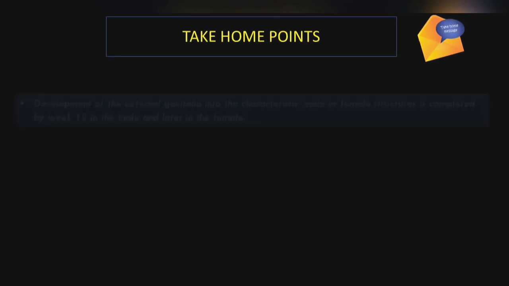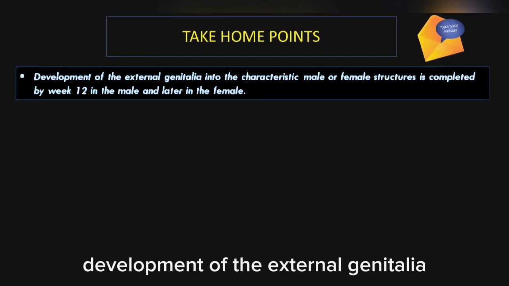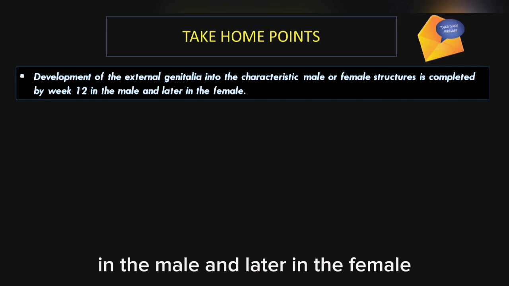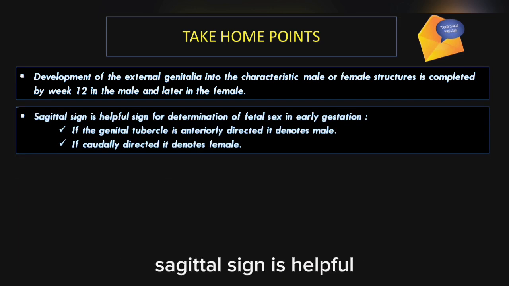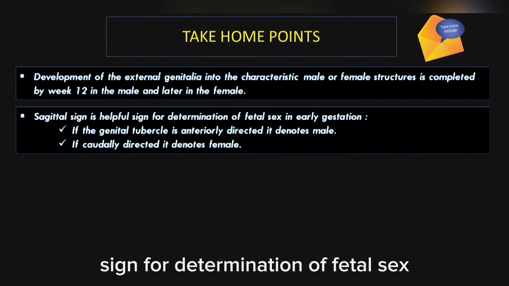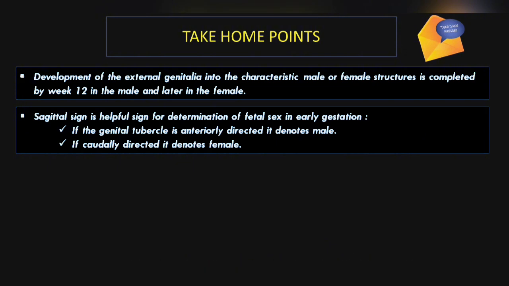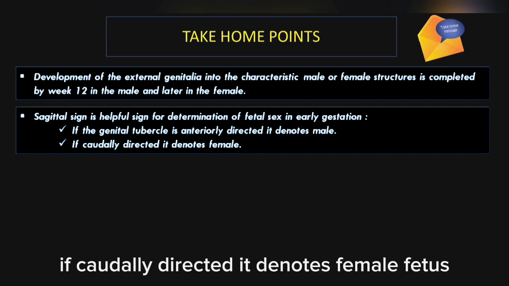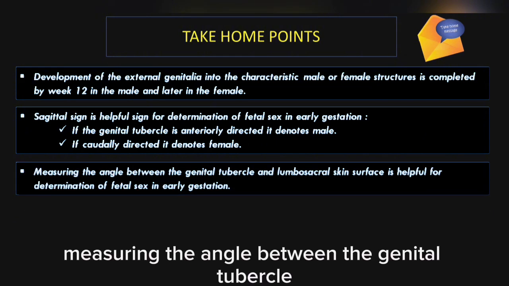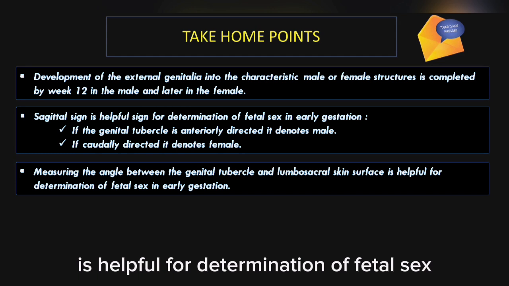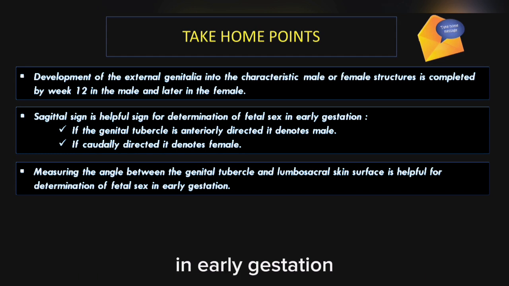Take-home points. Development of the external genitalia into the characteristic male or female structures is completed by week 12 in the male, and later in the female. The sagittal sign is a helpful sign for determination of fetal sex in early gestation. If the genital tubercle is anteriorly directed, it denotes a male fetus. If caudally directed, it denotes a female fetus. Measuring the angle between the genital tubercle and lumbosacral skin surface is helpful for determination of fetal sex in early gestation.